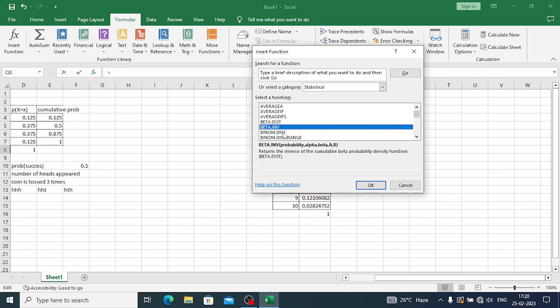Then BETA.INV means inverse. This defines, if you are giving the probabilities, then it will give you the values of X. Then binomial distribution range, binomial distribution inverse. Now this binomial inverse or any inverse distribution is helpful to find out the table value of our probability distribution, which is useful for hypothesis testing. Then chi-square distribution, CHISQ.DIST, CHISQ.DIST.RT, CHISQ.INV, CHISQ.TEST.